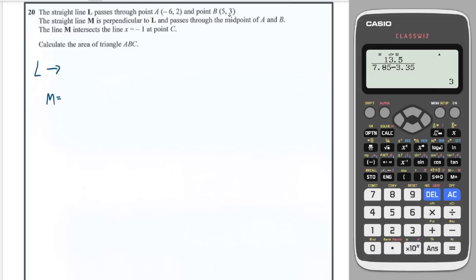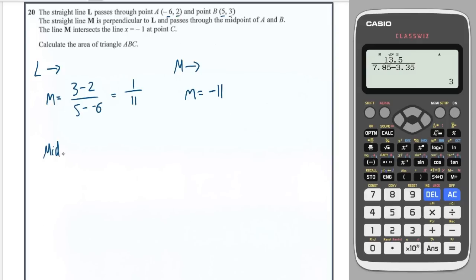is the change in the y coordinates. So I'll start with y2, which is 3, minus y1, which is 2, over x2, which is 5, minus x1, which is minus 6. This gives me 1 over 11. Okay, now we can look at the straight line M. M's gradient is perpendicular to L's, so therefore it is the negative reciprocal, which in this case will be minus 11. And it passes through the midpoint of AB.